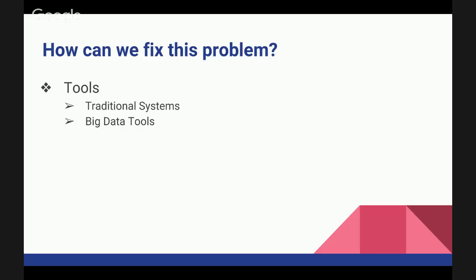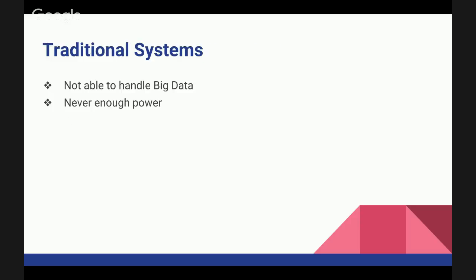So how can we fix this problem though? There's tools that we have. So traditional systems and big data tools. So traditional systems are not big enough to handle big data. So like let's call the Razr flip phone a traditional system. It could not process that 100 megabytes of pictures or of that picture that you sent because it's a traditional system and it wasn't equipped to process all that data. And then there's not enough power in those traditional systems.